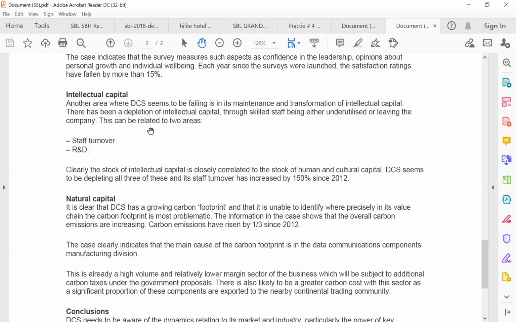Then we have intellectual capital. Another area where DCS seems to be failing is in the maintenance and transformation of intellectual capital. There has been a depletion of intellectual capital through skilled staff being either underutilized or leaving the company. This can be related to two areas: staff turnover and research and development. Clearly, the stock of intellectual capital is closely correlated to the stock of human and cultural capital. DCS seems to be depleting all three of these, and its staff turnover has increased by 150% since 2012.